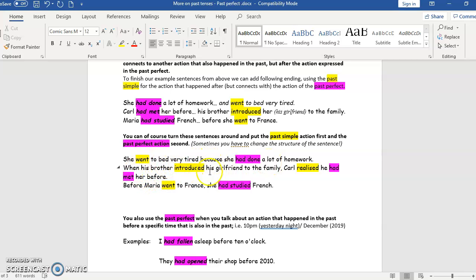When his brother introduced his girlfriend to the family, Carl realized he had met her before. Those two actions happened in the same moment. So they are in the simple past, while this one happened earlier, past perfect. Before Maria went to France, she had studied French, so she could already speak the language, or at least understand a little bit.